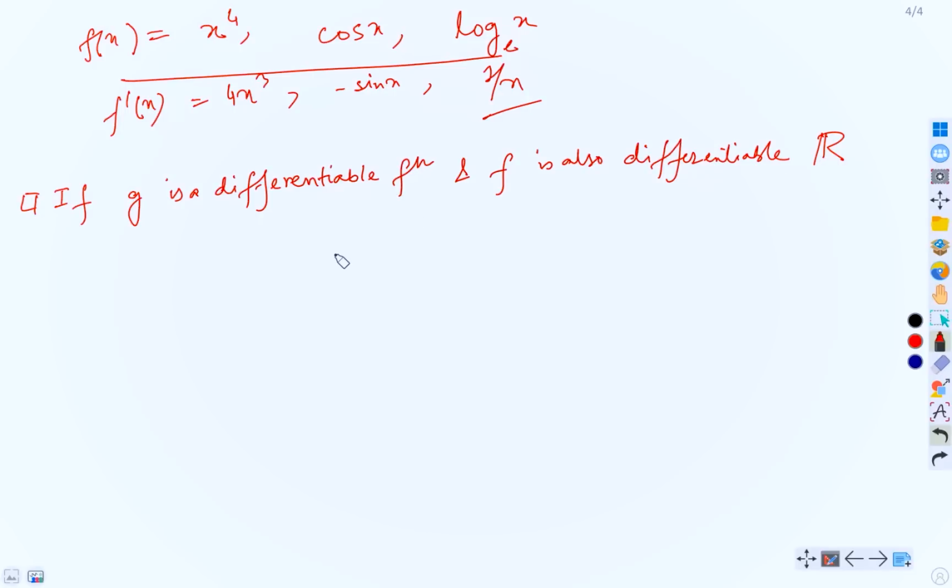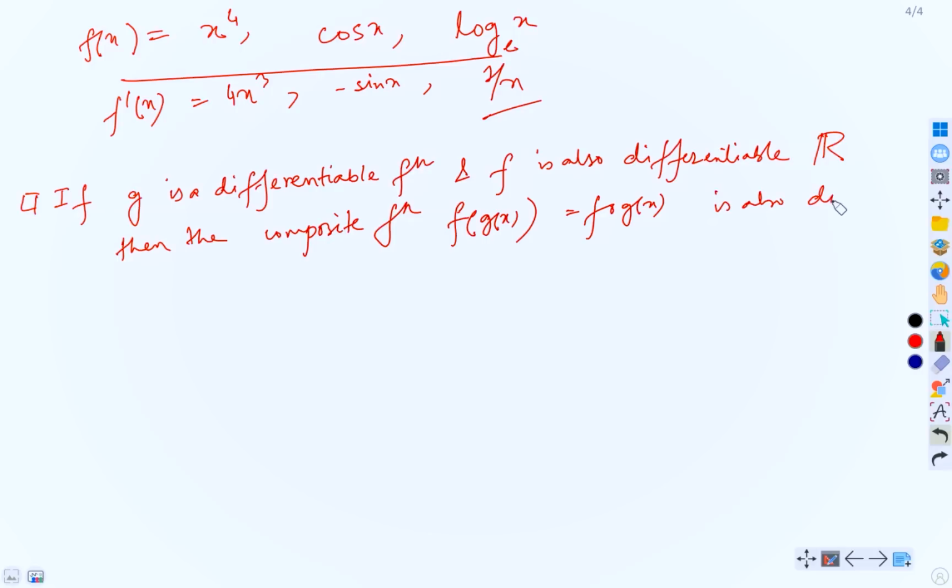But actually the theorem is a point valued theorem. You will see in the book, they have mentioned that at some point, say at x, g is a differentiable function at x, f is also differentiable at x. I am not going into that confusion. I am assuming that it is differentiable over whole R. Then the composite function f of g(x), which we also write as f o g(x), is also differentiable, okay?